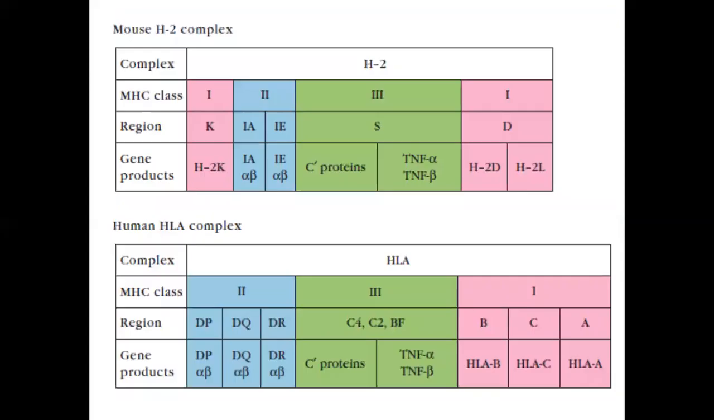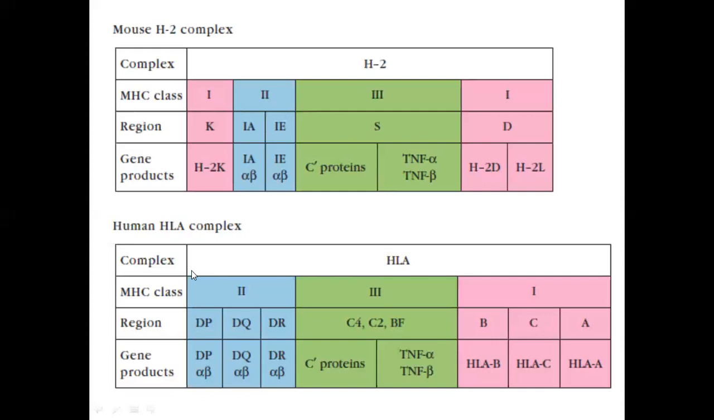So this is the mouse. In mouse, the MHC gene is known as H2, and in human it is known as HLA. So there are three classes of genes. The pink one is for MHC class 1, the blue is for MHC class 2, and the third is MHC class 3. These are the regions where they are expressed, and these are the gene products obtained in the mouse.